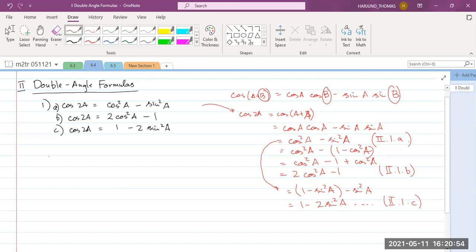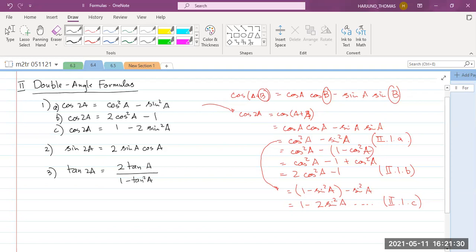Now, the second formula of this second group is for sine 2a. That is 2 times sine a cosine a. Good news, it's only one variation. How about tangent? Tangent of twice an angle equals 2 tangent a over 1 minus tangent squared a.